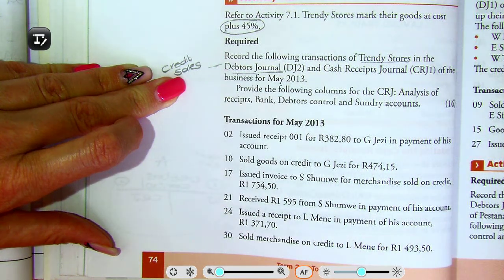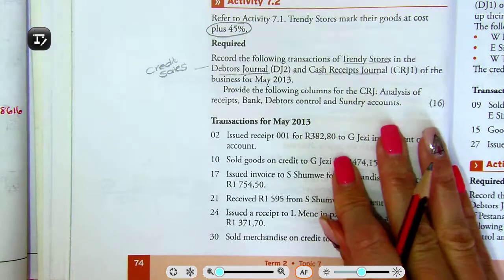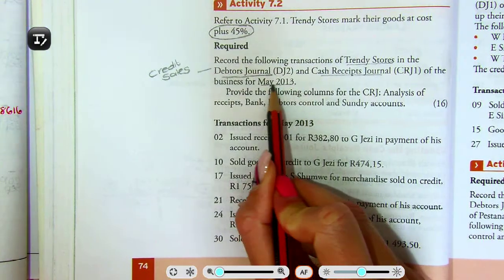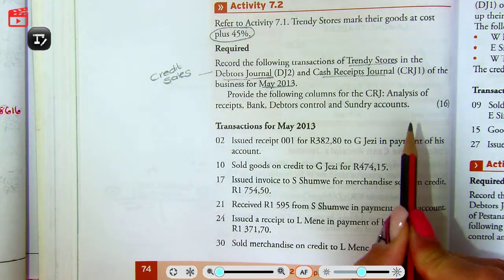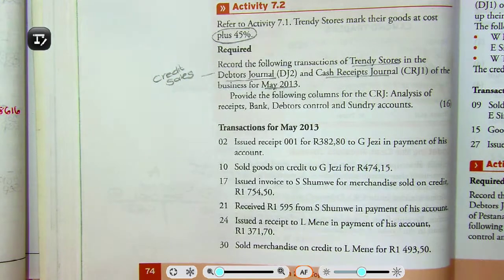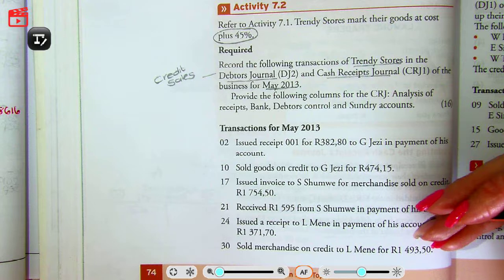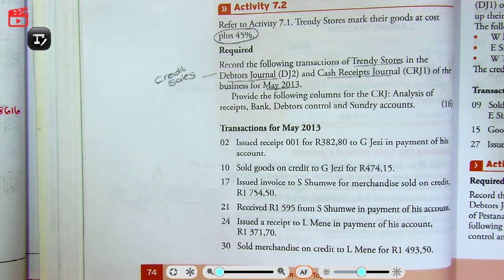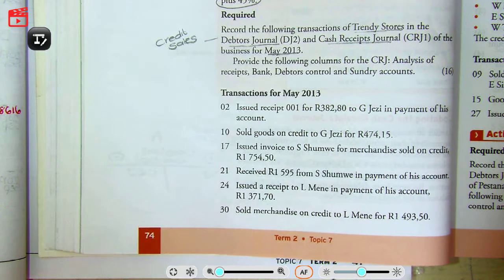And the cash receipts journal of the business for May 2013. Those are the columns they want. That's fine, we've already drawn that up. Because of ease of turning pages, I'm first going to do my debtor's journal and then I will do my CRJ. So let's go through these quickly and see if we can say which journal they should go to.